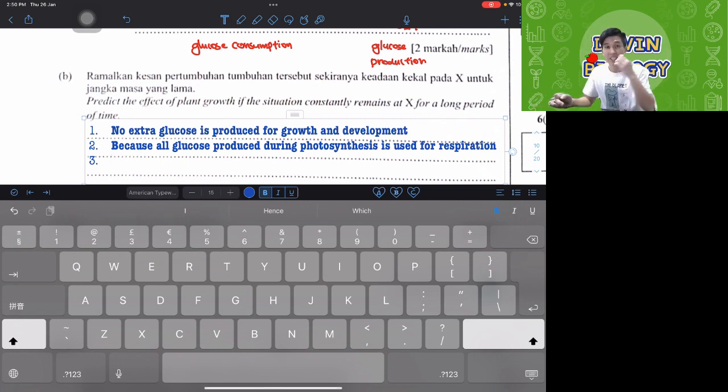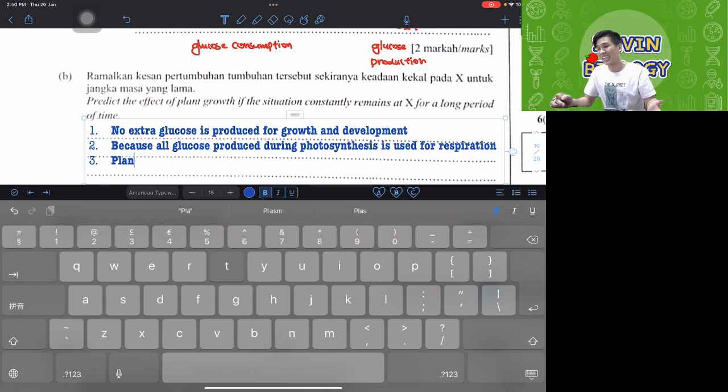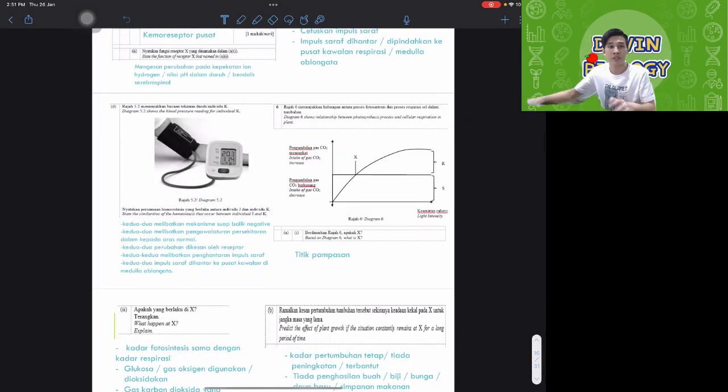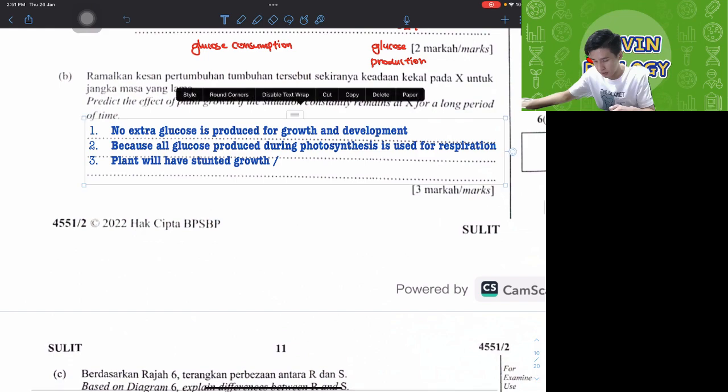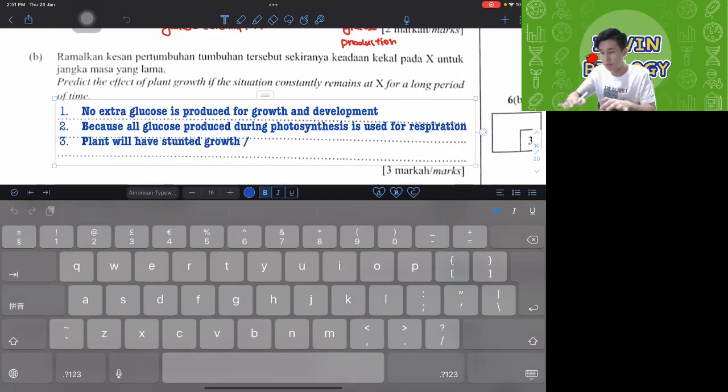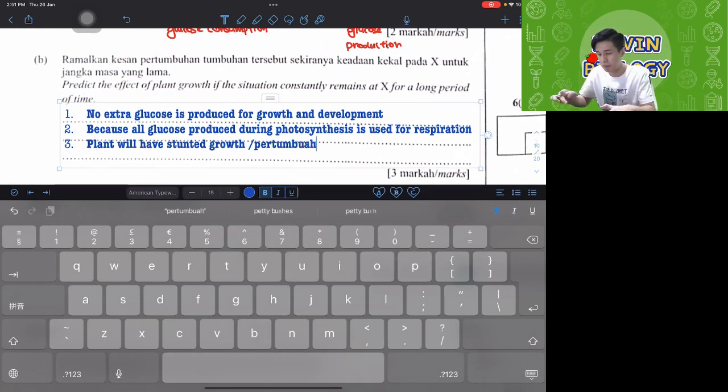So stunted growth, or the plant is unable to grow, or the plant will die. So the plant will have stunted growth. In BM we will call this pertumbuhan terbantut.